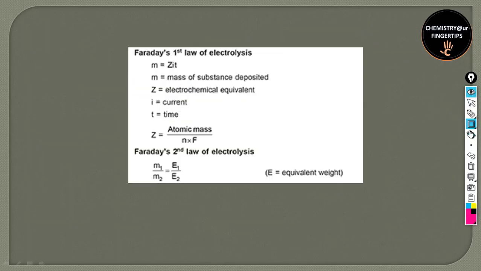Faraday's first law of electrolysis: the amount of a substance deposited or liberated at any electrode is directly proportional to the charge. And Q is equal to I t, so you have m equal to Z I t, and then Z is equal to atomic mass upon n into Faraday. Second law, m1 upon m2 equal to E1 upon E2. This you have already done in class 11th as well, correct? So simple numericals you could solve.